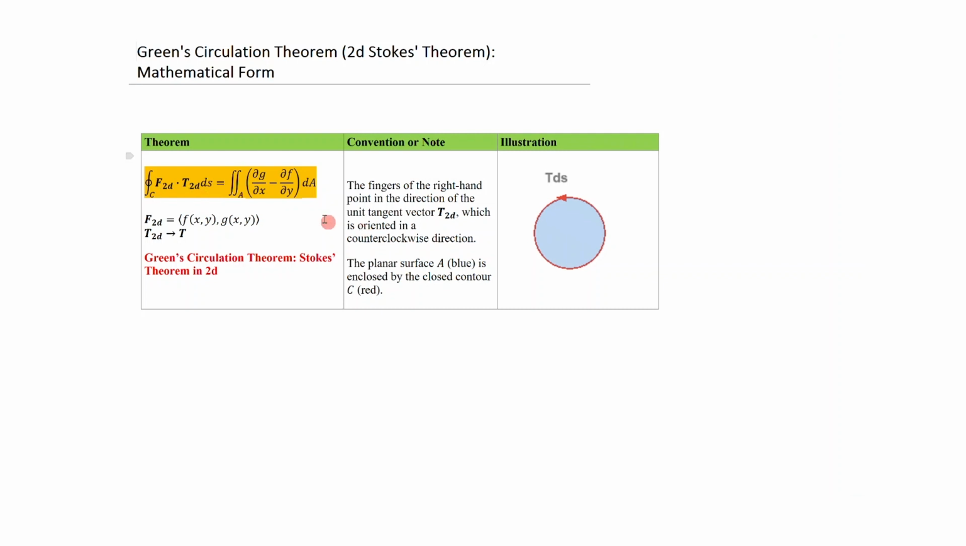That's equivalent to taking this scalar function, which is derived from the vector field itself, and integrating it over the area enclosed by this contour. This is called Green's circulation theorem, or equivalently Stokes' theorem in 2D. Again, the right-hand rule applies.